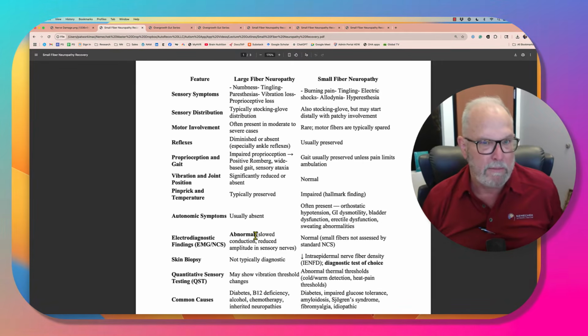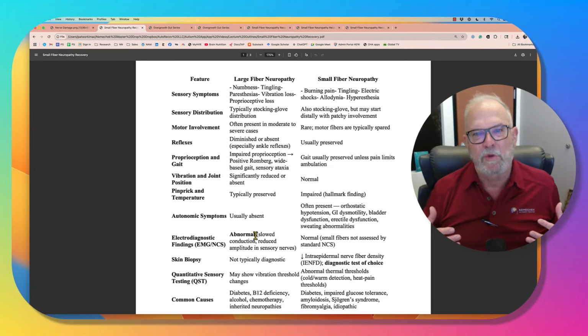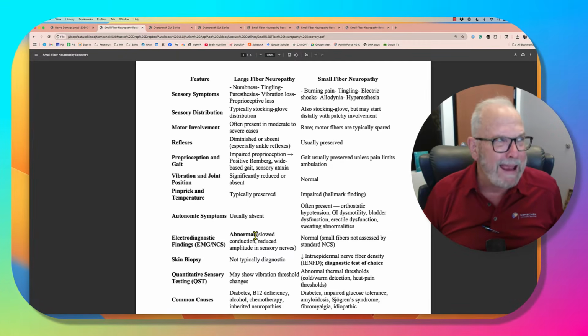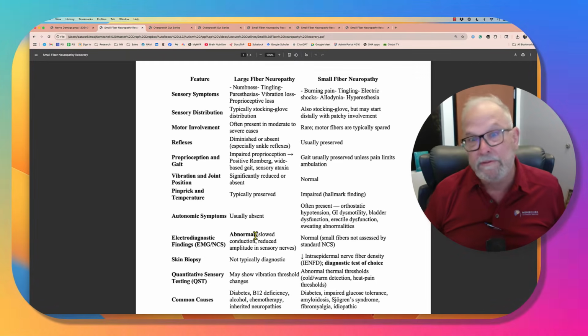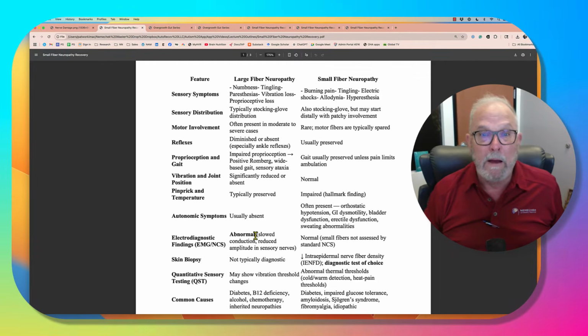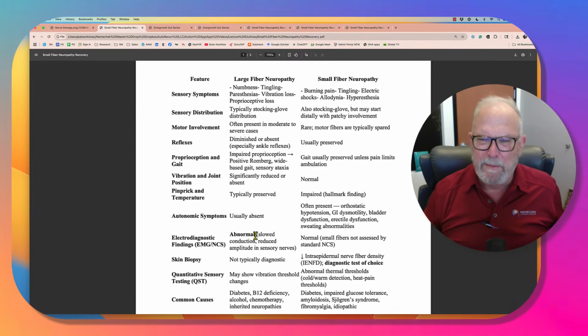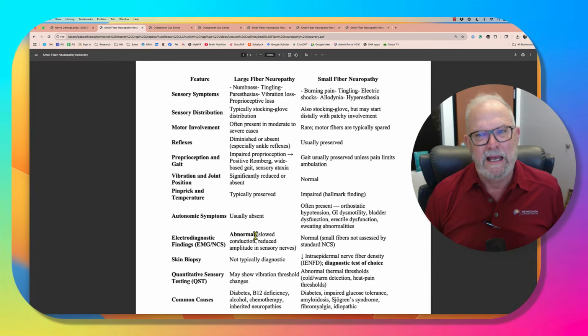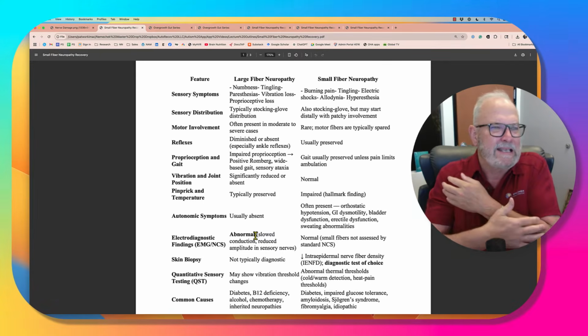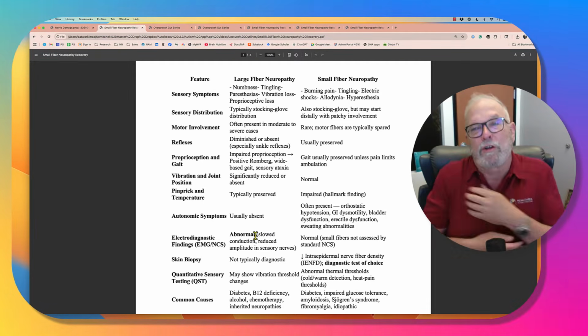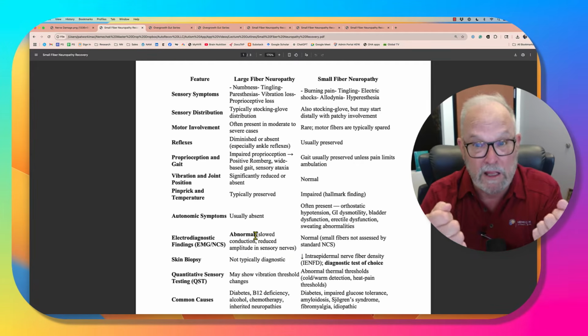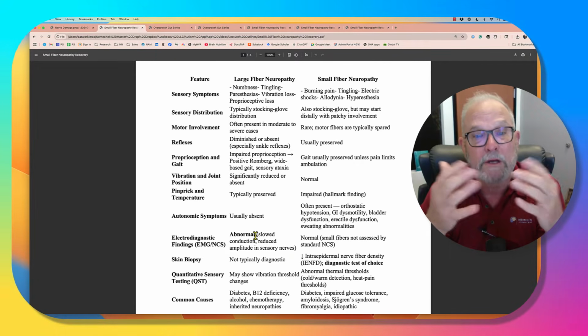Small fiber neuropathy starts from the toes and works its way up, but it tends not to involve motor function. Your reflexes are intact. And it's not just numbness, it's painfulness to a point, or excessive sensitivity, where even mild touch will hurt. Now, it can also start from the glove distribution and work its way up, okay?